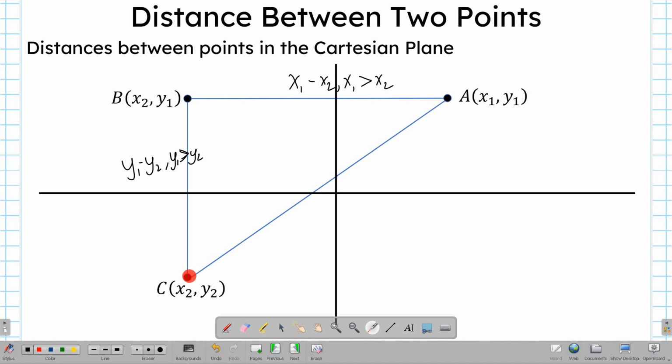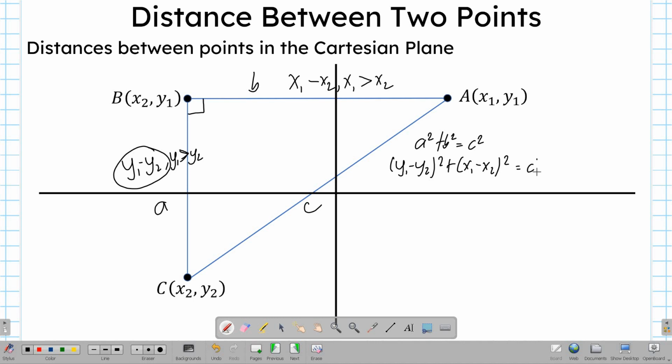And for us to find the length of this, which is technically the hypotenuse of the right triangle, we use the Pythagorean theorem. The Pythagorean theorem states that, just aligning it here, ito yung side A, ito yung side B, ito yung side C. So, by the Pythagorean theorem that we know, it's A squared plus B squared equals C squared. But we know the distance of A is this. So, I'm going to replace A with y sub 1 minus y sub 2 squared. And the distance of B is actually ito. Therefore, I'm going to replace B with x sub 1 minus x sub 2 squared, and that is equal to c squared.